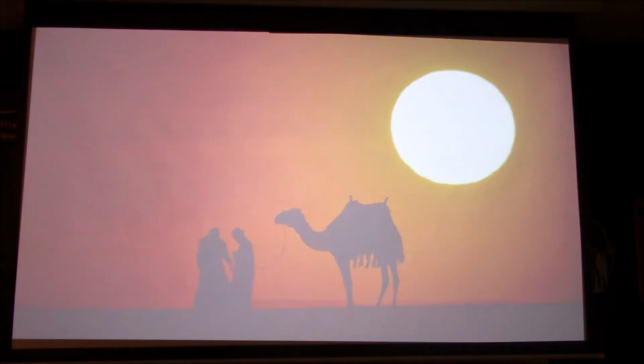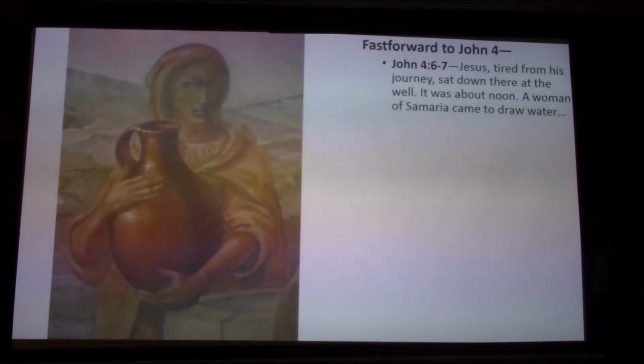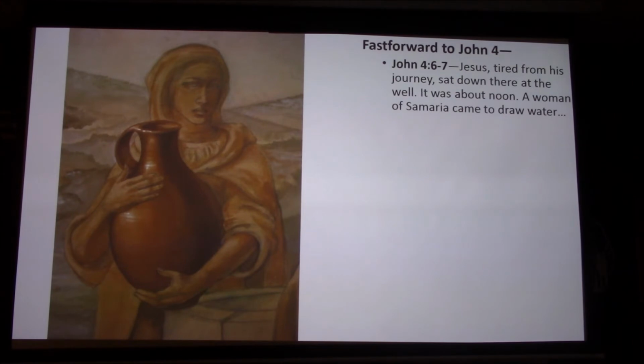Okay, now let's fast forward a little bit. We go to John chapter 4, which we were just covering in our John study. John chapter 4, verse 6 to 7. Jesus, tired from his journey, sat down there at the well. It was about noon. A woman of Samaria came to draw water. Let's stop right there. This has to be a bad woman, isn't that right?